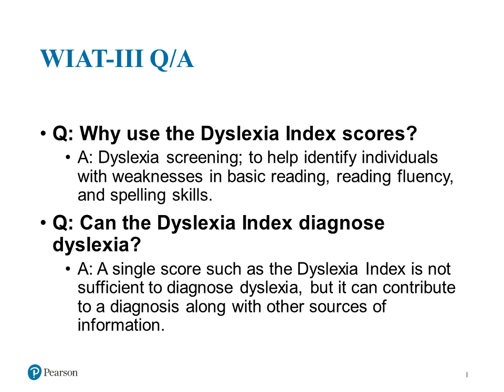So the larger battery that we're looking at would be the full academic achievement and cognitive assessments that we would do in a school setting. But it's also short enough for us to use for screening. So if we're using it for screening, it will help us identify individuals with weaknesses in basic reading, fluency, and spelling.